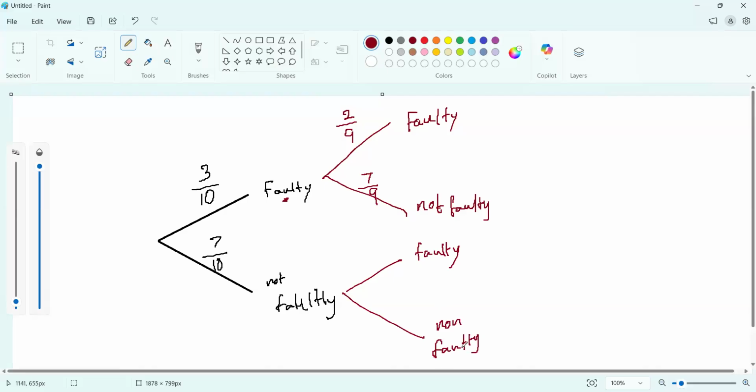So what is the faulty? Altogether they are having 10. I take faulty first time, they are having 7 non-faulty. I take non-faulty first time, they are having 6 more non-faulty out of 9. Clear? They are having 6 more non-faulty out of 9. All faulty is remaining out of 9. Clear? Is this clear, this one? Drawing this one? If this one is clear, you are successful. Is that clear? Drawing this kind of tree diagram.